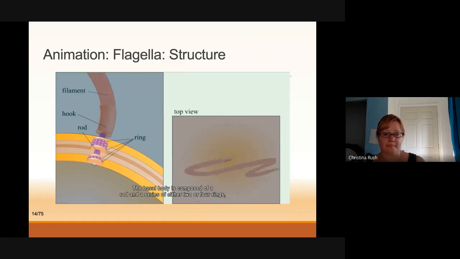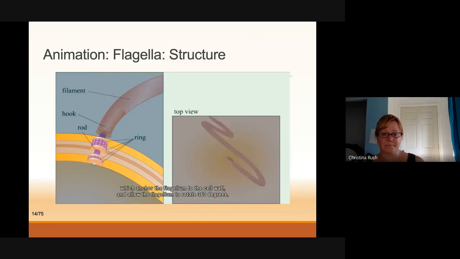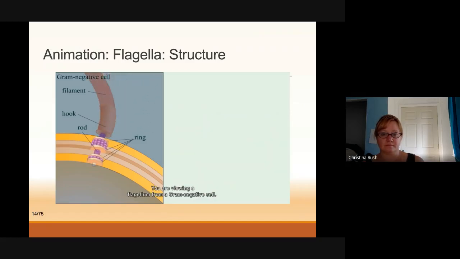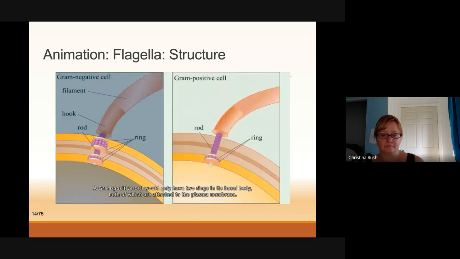The basal body is composed of a rod and a series of either 2 or 4 rings, which anchor the flagellum to the cell wall and allow the flagellum to rotate 360 degrees. You're viewing a flagellum from a gram-negative cell. A gram-positive cell would only have 2 rings in its basal body, both of which are attached to the plasma membrane.